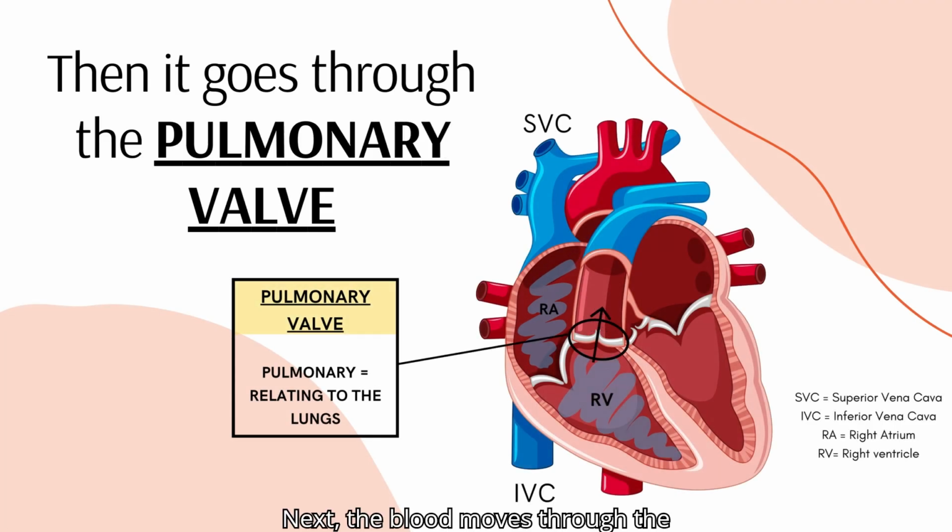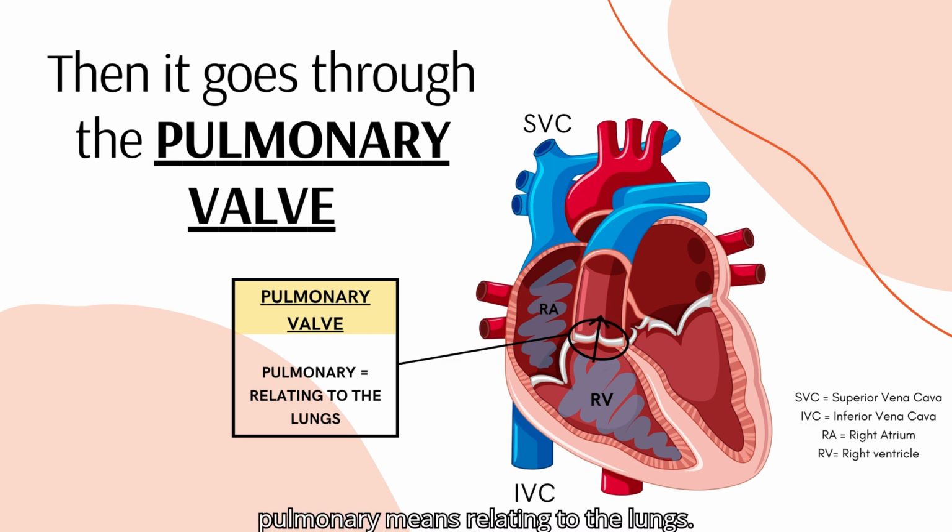Next, the blood moves through the pulmonary valve into the pulmonary arteries. The pulmonary valve's function is much like the tricuspid valve's function and is similar in many ways. For example, it also has three cusps or flaps, just like the tricuspid valve. And its primary function is also to ensure that blood does not backflow from the pulmonary arteries back into the right ventricle.